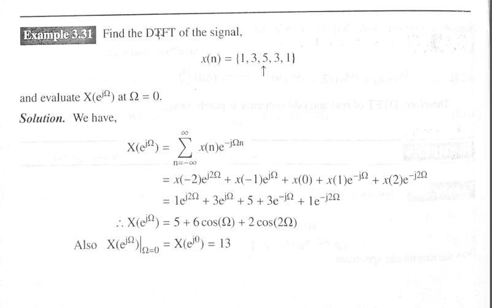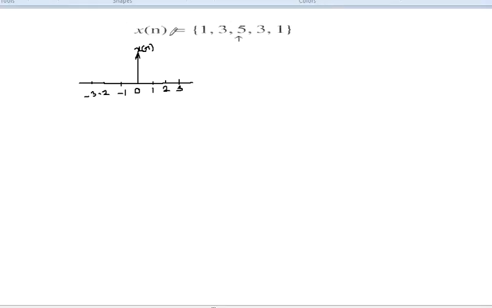If the problem given is x of n is equal to 1, 3, 5, 3, 1. So find the DTFT of the signal x of n. This arrow mark indicates the 0th value, which means 5 is taken at the 0th place. Let's represent the signal in this fashion.